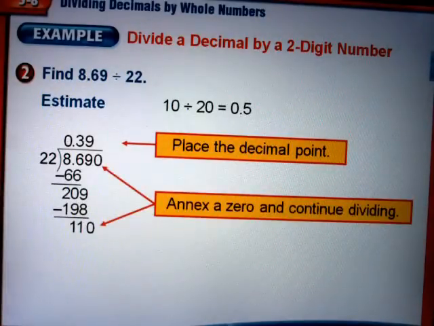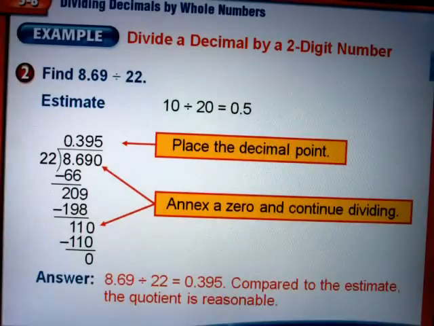I might have to annex in a 0 because I'm going to keep going until I come up with a 0. And we're not going to deal with remainders. No more remainders. You're in 6th grade. Remainders are a thing of the past unless you're going to write them as fractions, which we are not in this case. And so you just keep dividing until you get 0 for a remainder. And when we compare our answer to the estimate, we know that our quotient is reasonable.